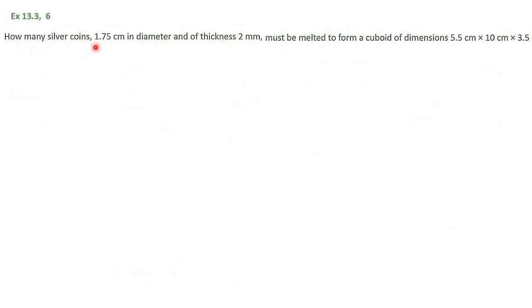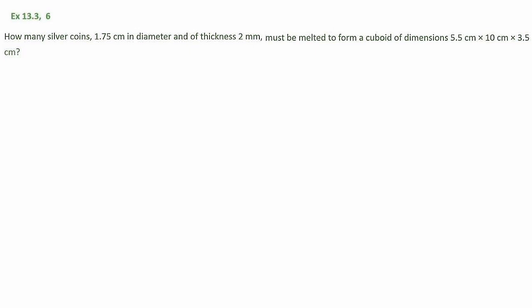Next we shall discuss the sixth question. How many silver coins 1.75 centimeter in diameter and of thickness 2 mm must be melted to form a cuboid of dimensions 5.5 centimeter by 10 centimeter by 3.5 centimeter? How many silver coins? Silver coin dimensions are given to you. Silver coin means it is in cylindrical shape. Diameter is there, thickness is there. From here we can calculate the radius, and the thickness we can consider as the height of the cylinder.